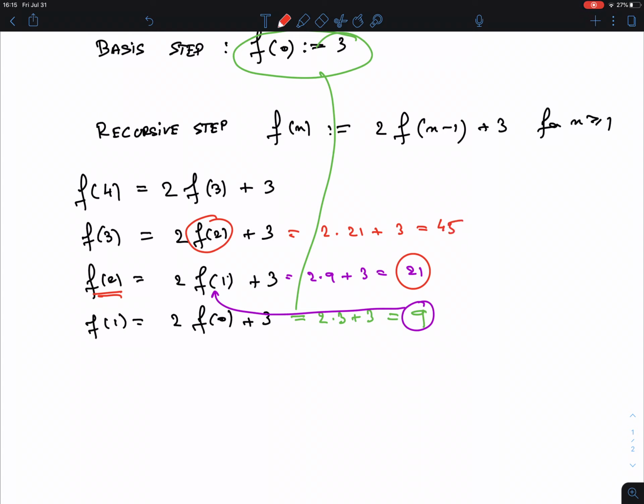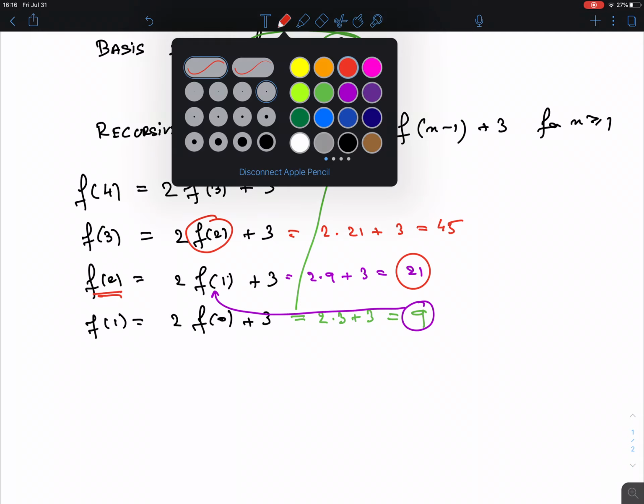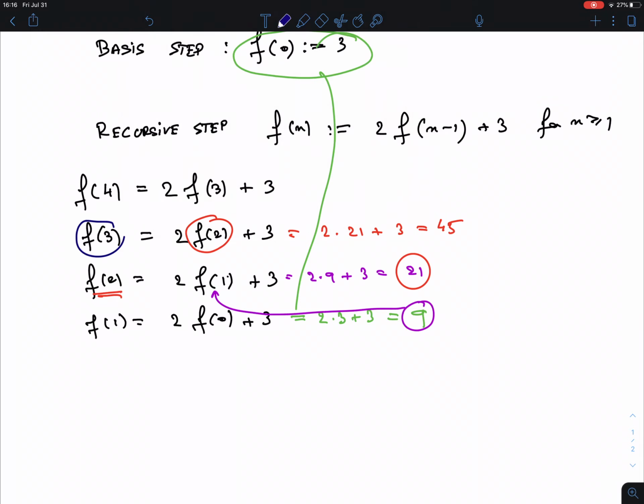And finally, this is f3, right? So now I know what f3 is. This is f3, so that's 45. So I can plug that in here, and I get 2 times 45 plus 3, that is 93. So I finally found the value of f of 4.